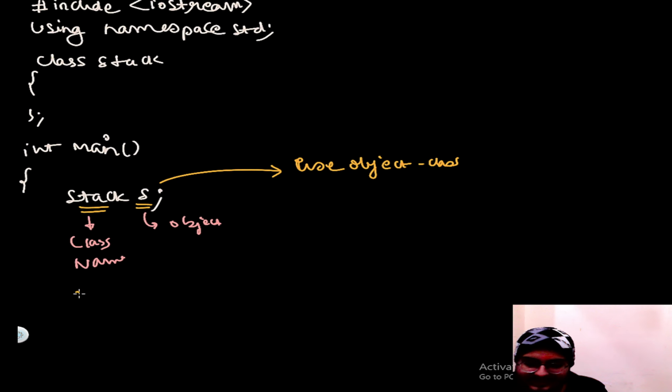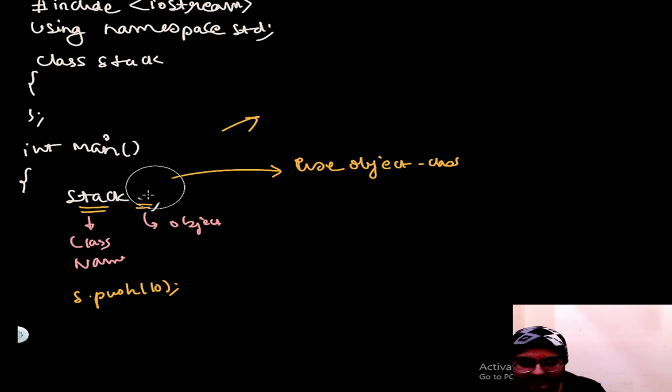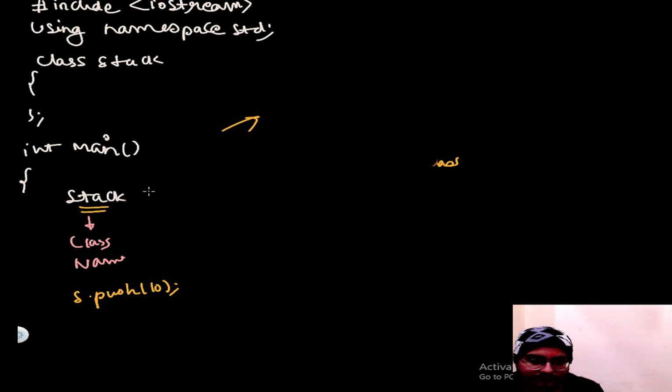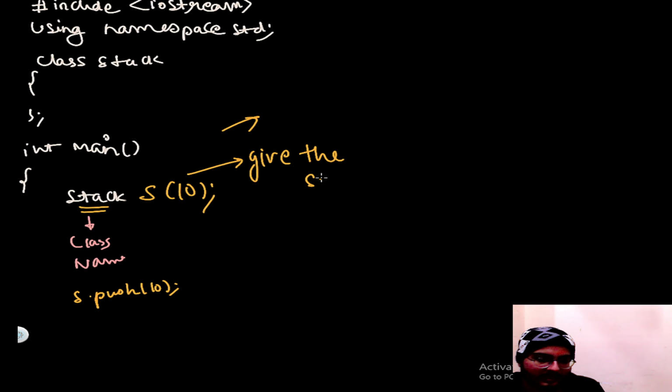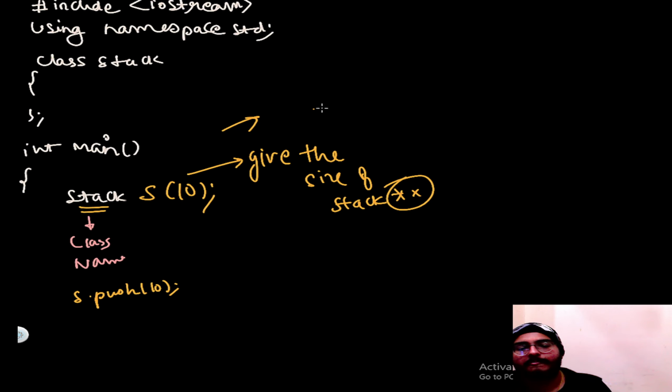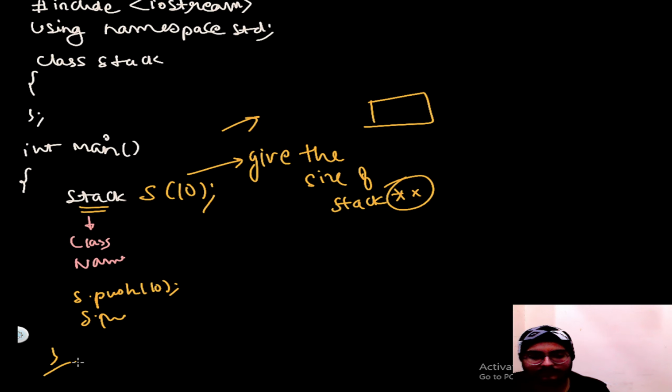Now I can say s dot push 10. No, we just made a blunder here. If I do not do this, it will initialize with the help of a default parameter, or it will create an error. Here I have to write stack s 10, like I have to give the size of the stack. I just missed that important step, because according to this, the size of the array will be initialized. Then s dot push, s dot pop, s dot top.